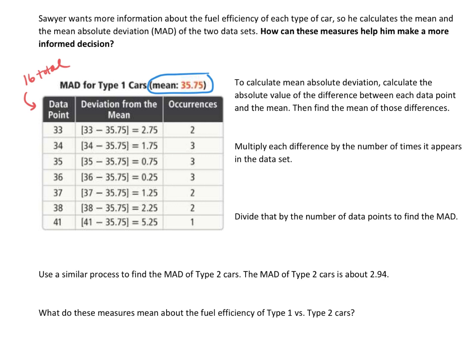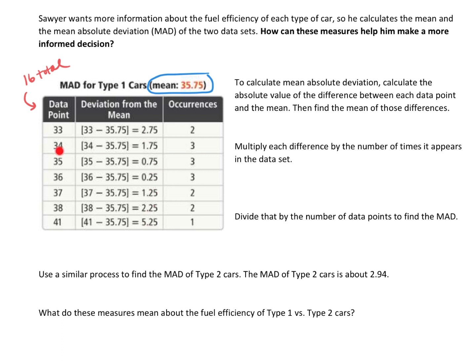So our second column, deviation from the mean, is that difference between each data point and the mean. You can see we're taking 33, the data point, and we're subtracting the mean. We got 2.75. So that's how close 33 is to the mean, 2.75 units away. It is the absolute value. When you do that subtraction, we just want it to be positive. Notice all of these differences are positive.